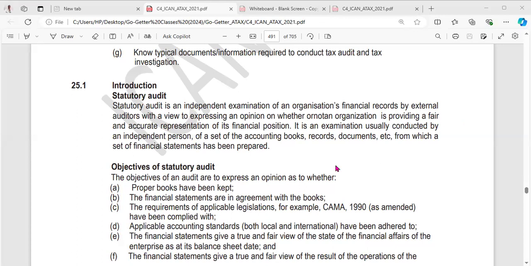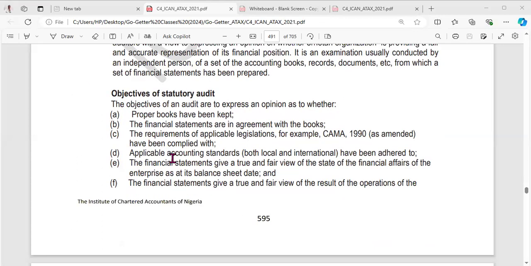Now, what is the purpose of a statutory audit? One of them is to check if proper books have been kept. Then they will look at the financial statement and see, do these financial statements agree with the books? Or are the books saying one thing, the financial statement is saying another thing? Then we also check whether the financial statement agrees with the application of the legislation. For example, CAMA 2020 has replaced CAMA 1990. Has CAMA 2020 been complied with?